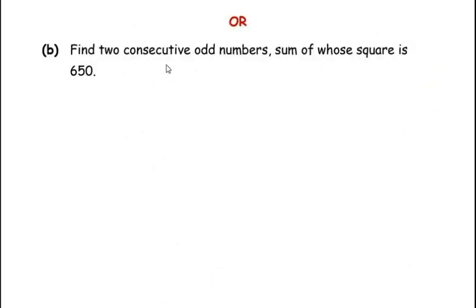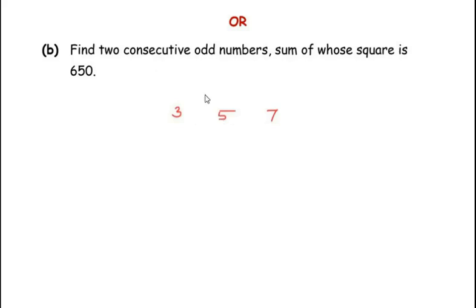Find two consecutive odd numbers, the sum of whose squares is 650. Now here we have to find two odd numbers. Consecutive odd numbers means neighboring numbers. So for example, if I consider the odd number 5, then the consecutive odd numbers to this number are going to be 7 and 3. These are the neighboring numbers to 5.